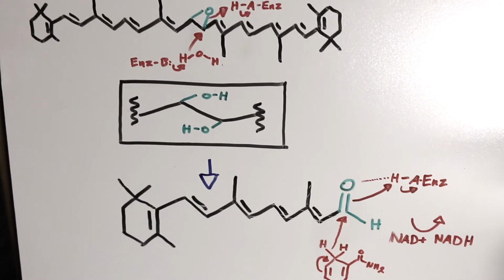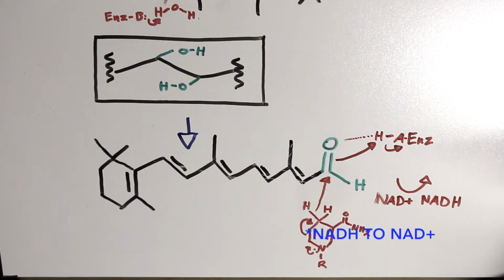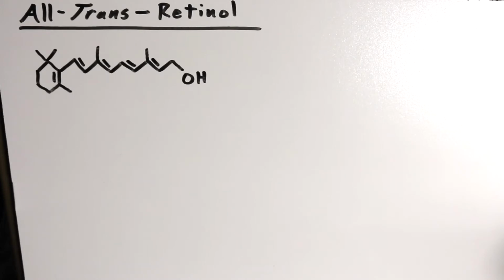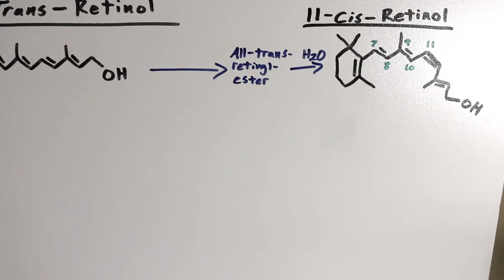The aldehyde is then converted into an alcohol enzymatically. NADH is converted to NAD positive in this process. We now have all-trans retinol. Our new molecule of all-trans retinol is converted to 11-cis retinol via an all-trans retinyl ester intermediate. Our molecule is now in cis configuration. This is important because our rhodopsin molecule must be cis in order for our vision to function properly.